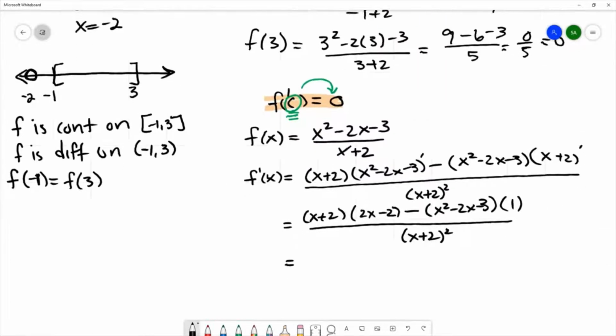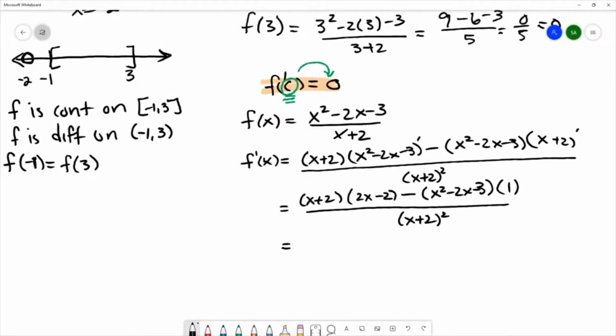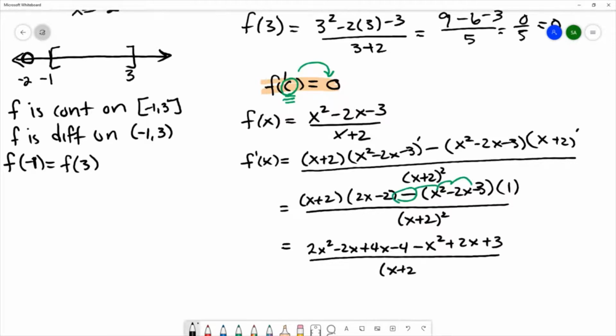We have a little simplifying to do, so I'll multiply this out. That would give me 2x squared minus 2x plus 4x minus 4. I'll distribute this minus sign. That gives me minus x squared plus 2x plus 3 over x plus 2 squared.